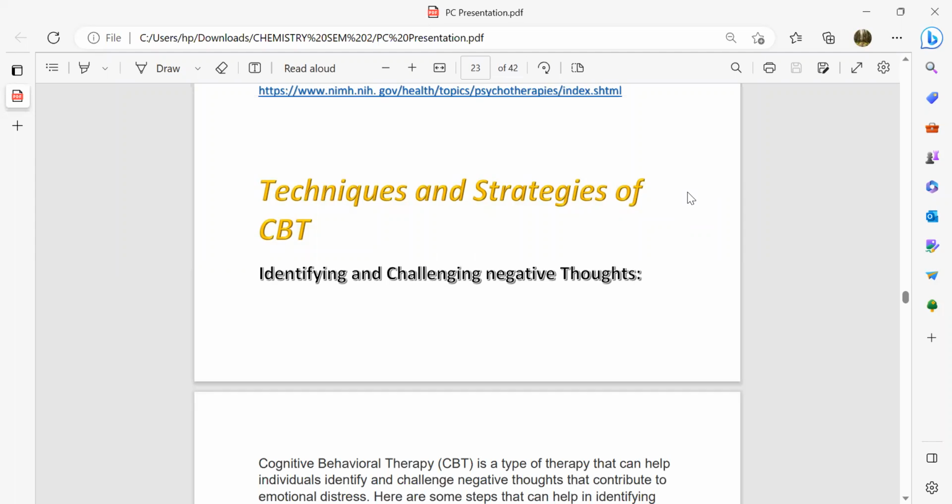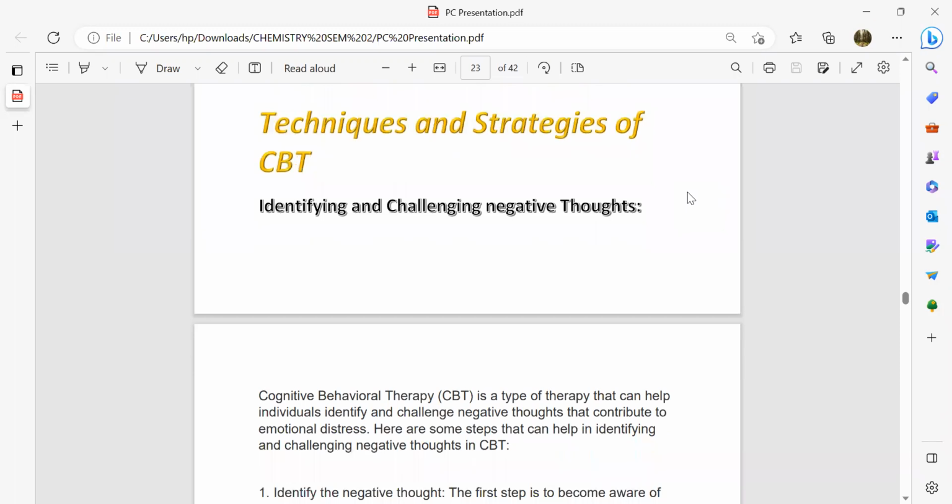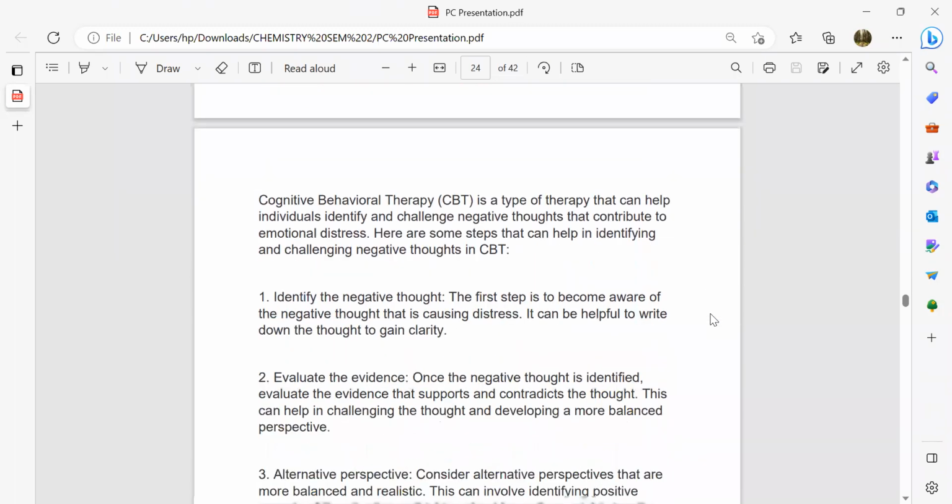Now I'm going to discuss techniques and strategies of CBT. Identifying and challenging negative thoughts. CBT is a type of therapy that can help individuals identify and challenge negative thoughts that contribute to emotional distress. There are some steps that can help in identifying and challenging negative thoughts.